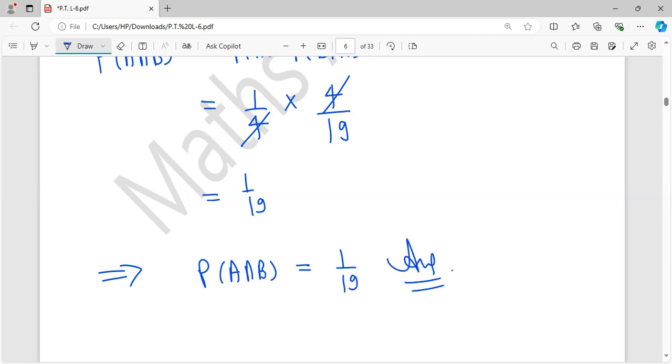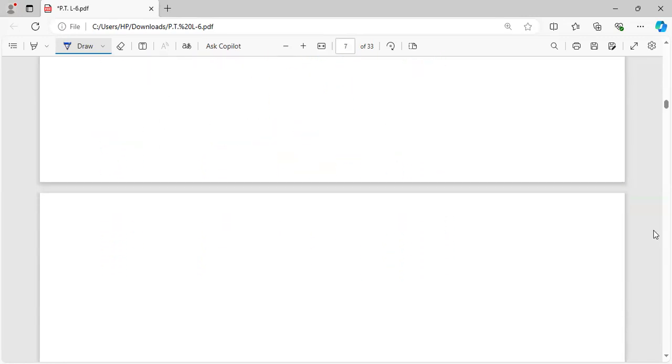Okay. Now we move to second example. We will have more than 2 events, then we will use the generalized law of multiplicative rule. Okay. See second example. Example 2.